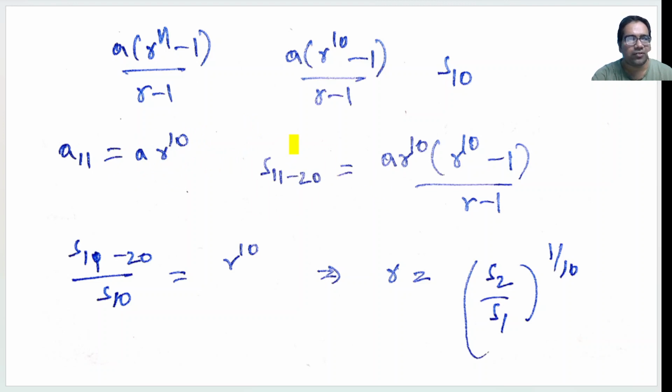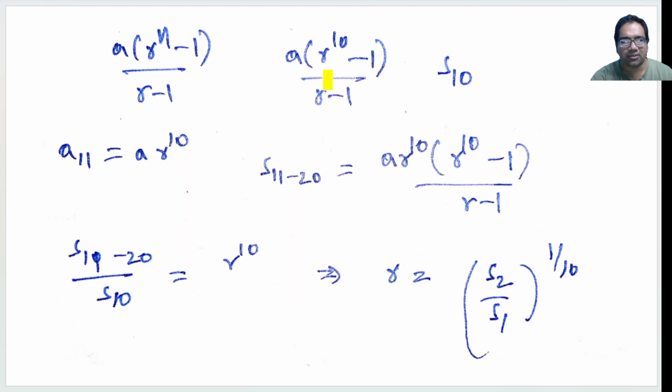Now what is 11 to 20? 11 to 20 is again a GP. In this, the first term is AR power 10, and the common ratio is again R. So the sum of 11 to 20 becomes the first term AR power 10 into again R power 10 minus 1 by R minus 1. So S of 11 to 20 by S of 1 to 10, the first 10 terms and 11 to 20, will be this by this, right?